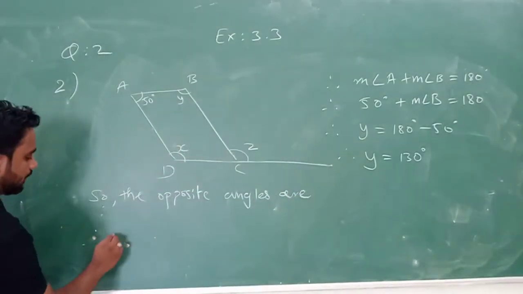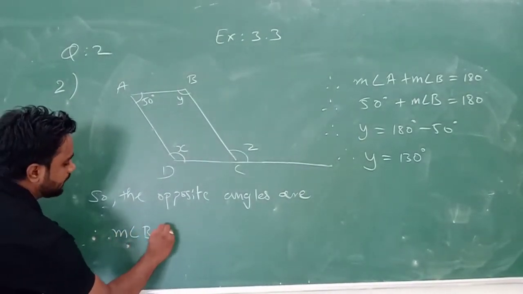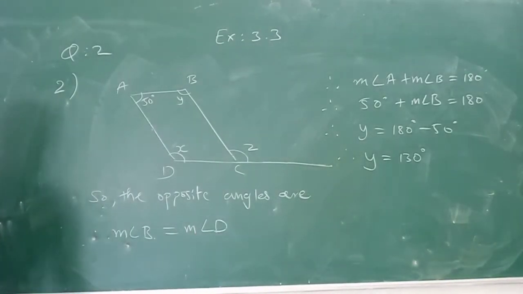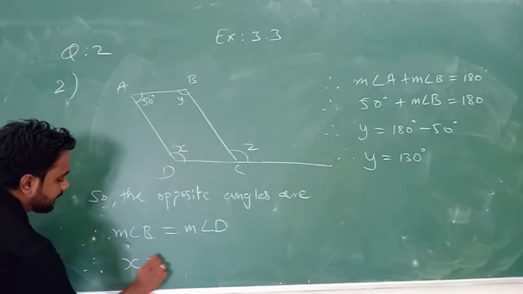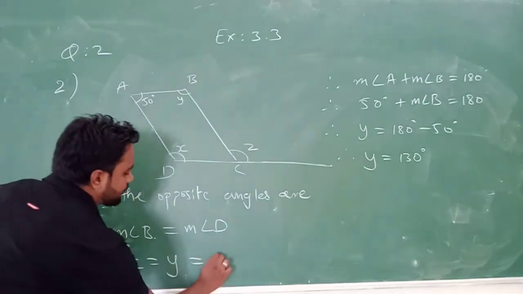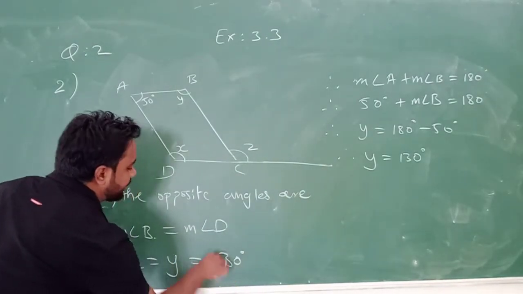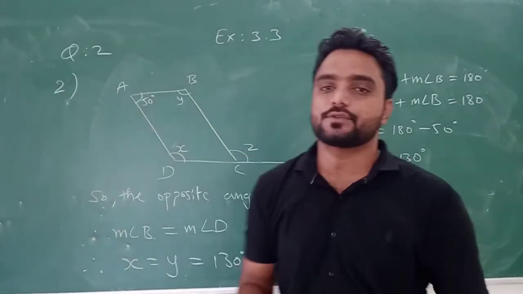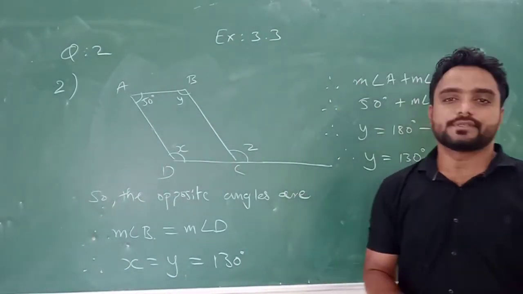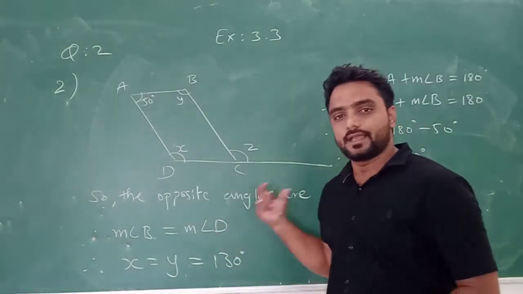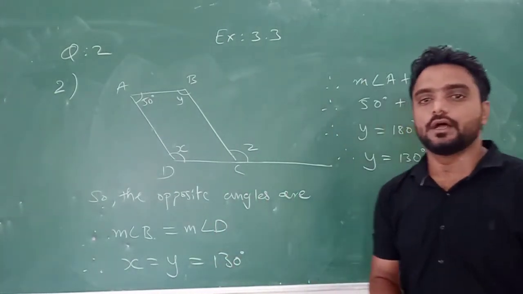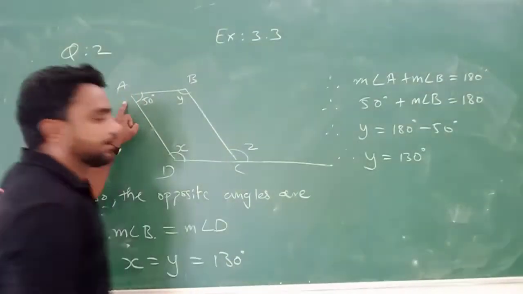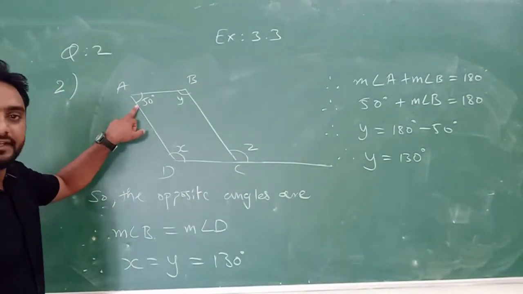Which one? That is measure angle B is equals to measure angle D. So according to that, therefore x is equals to y and is equals to how much? 130 degree. Understand or not? X is equals to y and is equals to how much? Means x और y का दोनों का मेजर कितना है? सेम है. That y का मेजर 130 है, x का कितना होगा? 130. Understand or not?